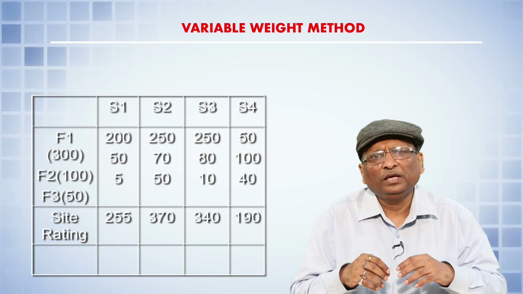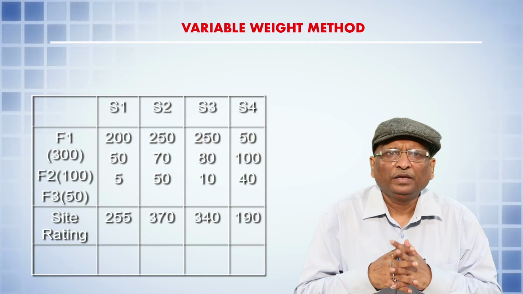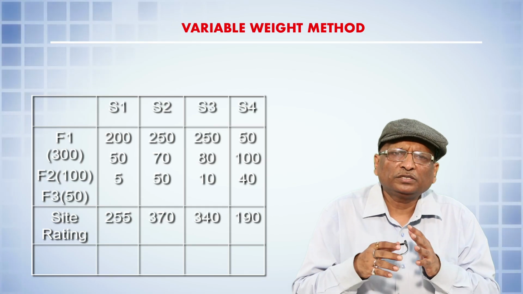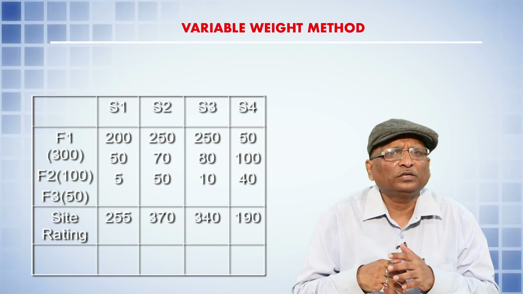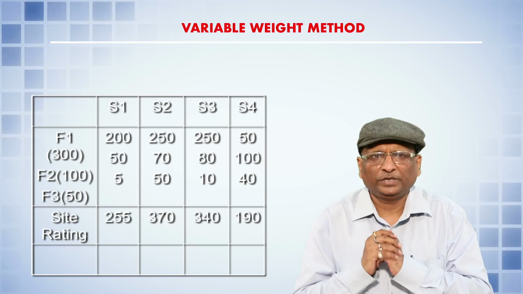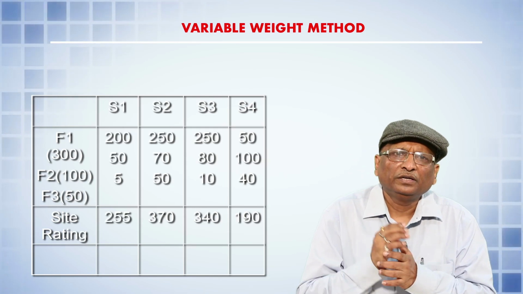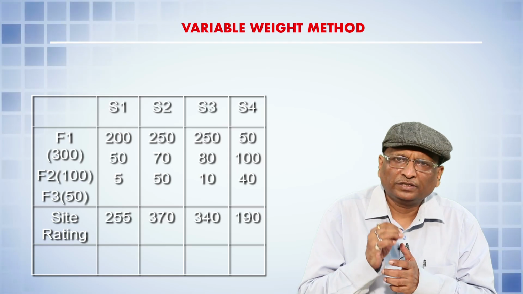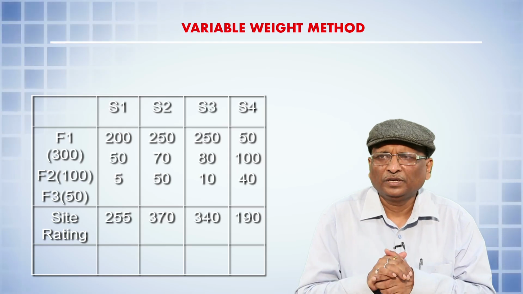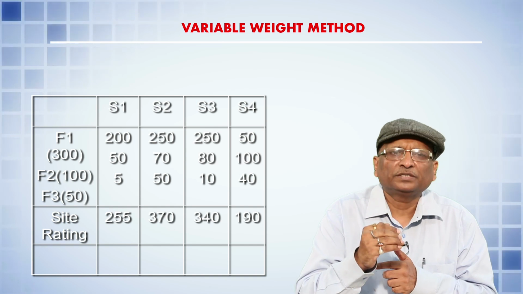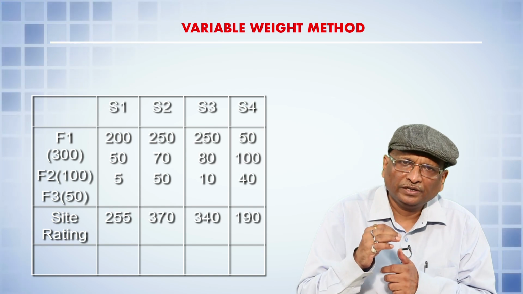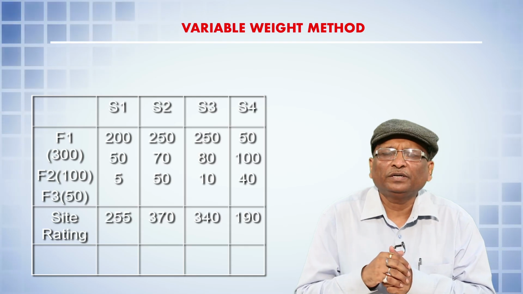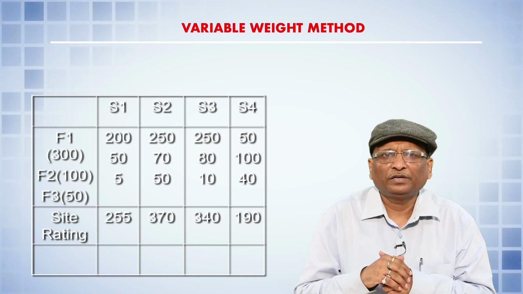Now, we will come to the variable weight method. Now, for each factor, because all factors are not equally important. So, what we have done, factor 1 is more important, so we have assigned the weight 300. Factor 2 is less important, we have assigned weight 100. Factor 3 is least important, we have given the weight 50.